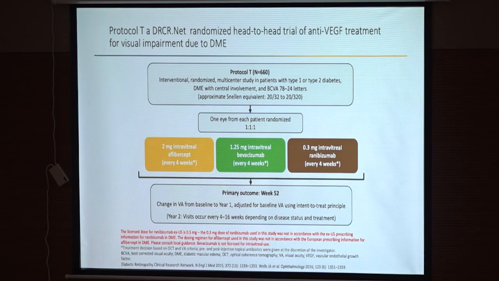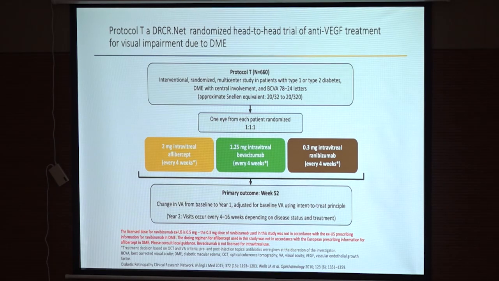This Protocol T is a large DRCR.net study which was carried out in multiple centers, and it was on diabetic macular edema patients. The actual number of patients was 660, and these patients were divided into 3 groups. I'll be using trade names now because otherwise it will take a lot of time. So the groups were the Avastin group, Lucentis group, and Eylea group. In all 3 groups, the injections were started as monthly injections, and then data was analyzed at 1 year and then at 2 years.